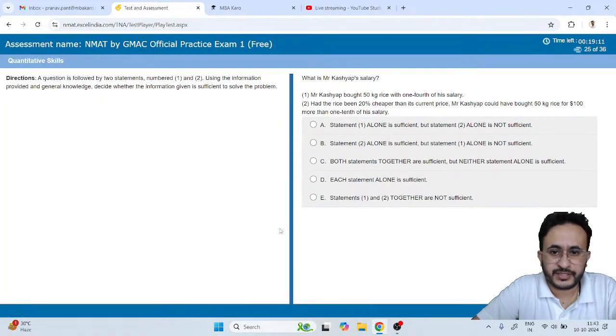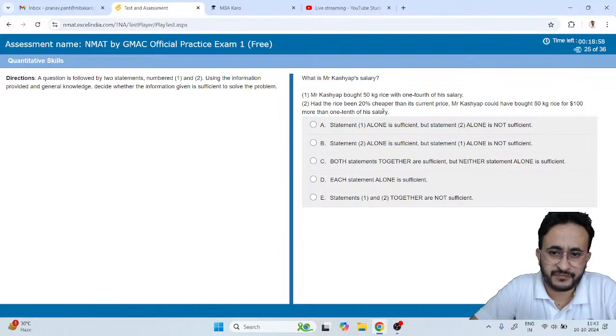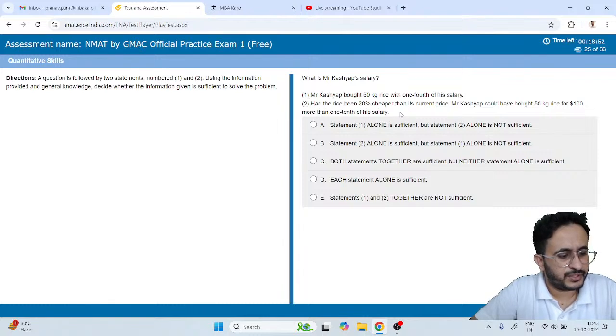Okay, next question. What is Mr. Kashyap's salary? He bought 50 kg rice with one fourth of his salary. We cannot tell from this. Had the rice been 20% cheaper than the current price, Mr. Kashyap could have bought 50 kg rice for $1,000 more than one tenth of his salary. Okay, no need to calculate his salary. Data sufficiency, the purpose is, can you calculate the values? Okay, you do not have to calculate.